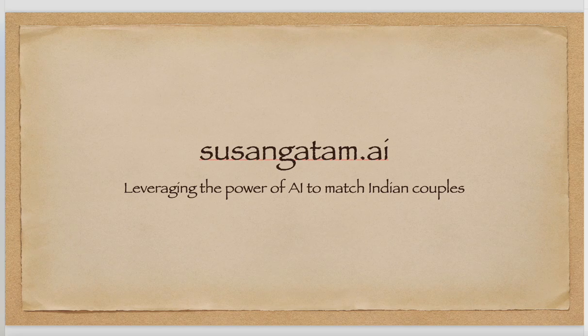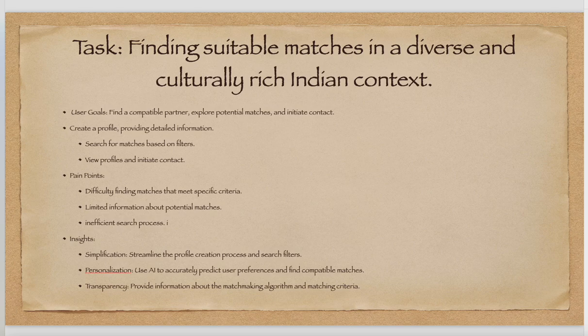In the previous assignment of building and managing machine learning applications, I demonstrated how we could use CRISP-DM to build an AI-powered matrimony app. As part of this assignment, I'm going to walk through the ethical and data privacy considerations when it comes to using AI for a matrimony app. The task is pretty simple: to find suitable matches in a diverse and culturally rich Indian context. For an app, it's quite simple, but in reality, the process is quite complicated.